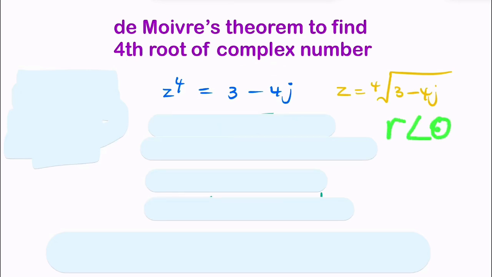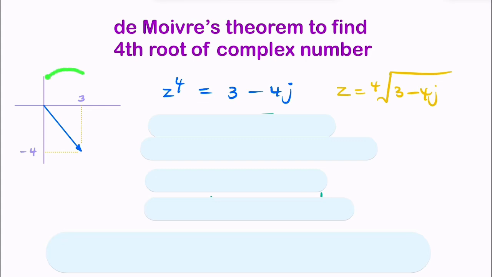That's r and theta. So the first thing you do is draw a quick Argand diagram. That means you've got your real axis, horizontal, and your imaginary axis. And what you want to find is r, which is the length here, this magnitude, and this angle, theta. So this is r, and this angle is theta.